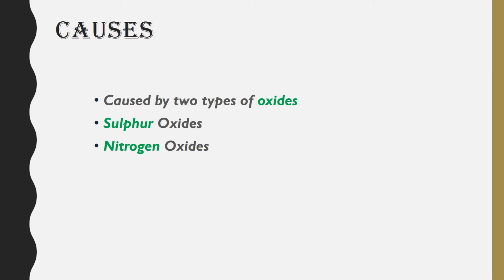Causes of acid rain. What actually are the causes of acid rain? The same two types of oxides, sulfur oxides and nitrogen oxides, are the main causes of acid rain when they are present in the atmosphere and combine with air, with water, with moisture. Then they mix with rainwater, and in the form of rain they fall on the ground, on the earth, and it will be called acid rain. So therefore the water becomes acidic.